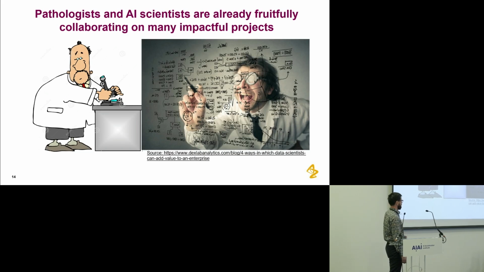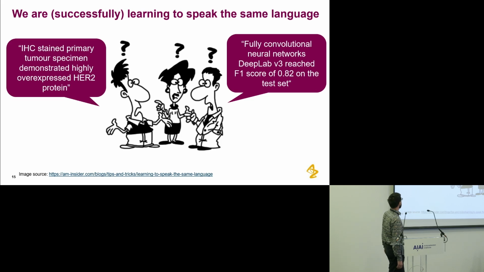And I would say pathologists and AI scientists come from quite different worlds, and they are already collaborating quite closely. And as a result, we have many successful projects, many unicorn companies like PathAI, Paige, and you name it, appear due to this fact. And at AstraZeneca, we are learning to speak the same language.